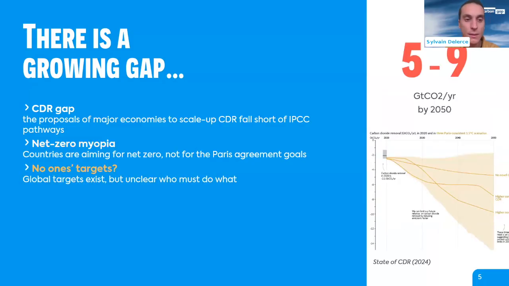Another problem is that at the global level, across the different pathways to net zero and to meeting the Paris Agreement, the CDR needs have been quantified, and depending on the trajectories and the speed at which we can decarbonize, it is estimated that between 5 and 9 gigatons of CO2 per year should be removed by 2050. But the problem is that these targets are kind of no one's targets, because it hasn't been articulated who is responsible for deploying these quite significant volumes of CDR.